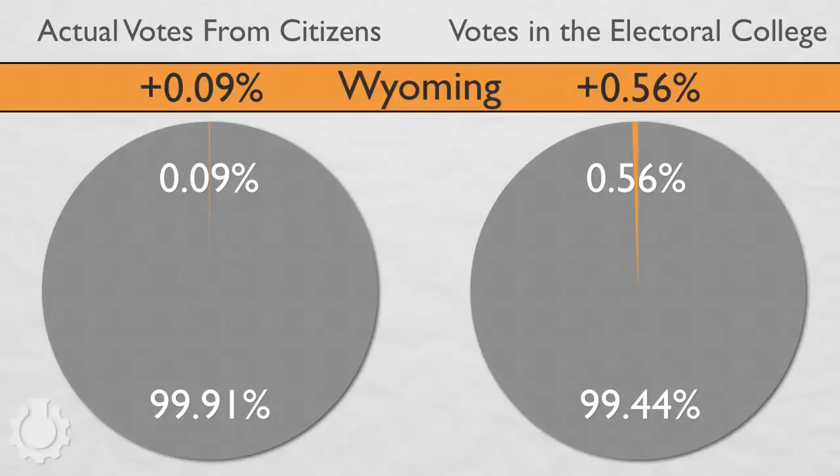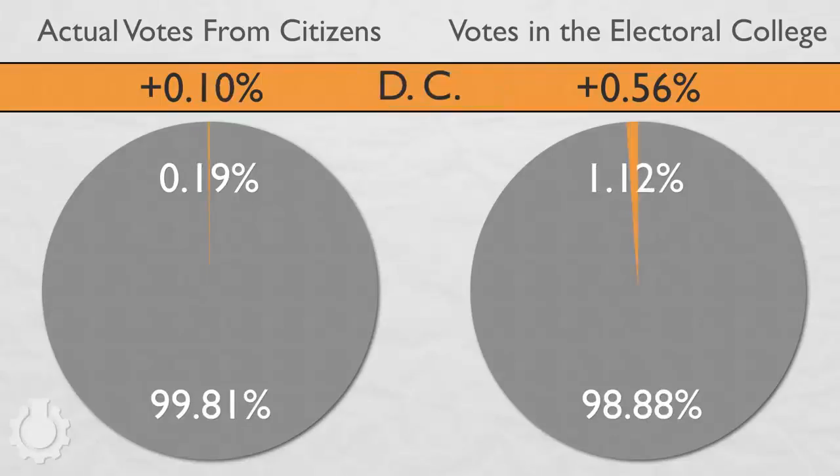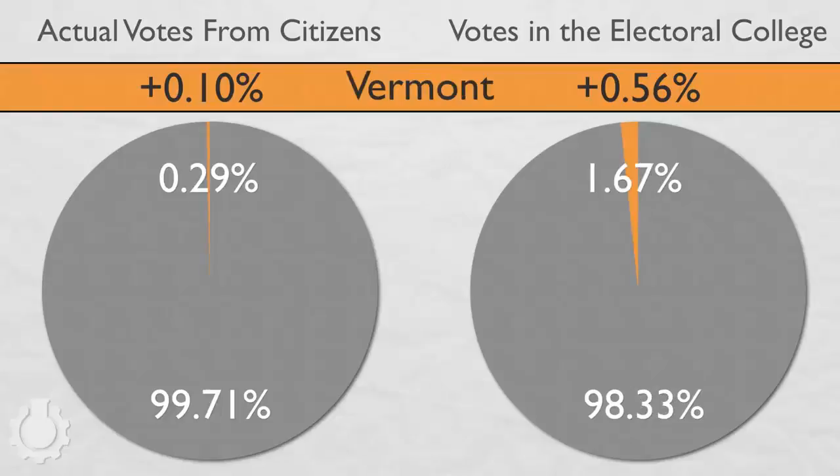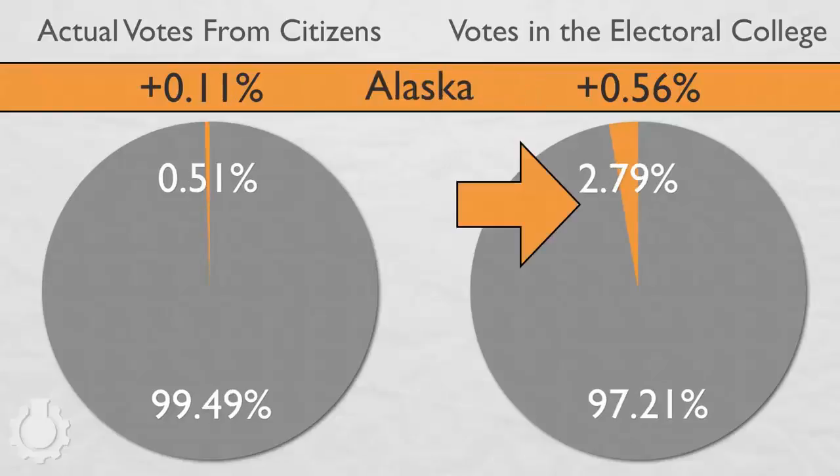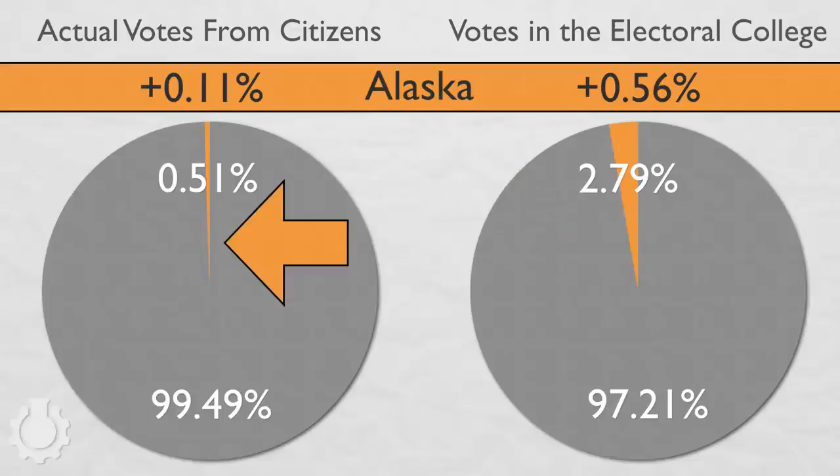one, or 0.09%. Next up is the District of Columbia, where winning 0.1% of the population gets you an additional 0.56% of the Electoral College. Then add in wins in Vermont and North Dakota and Alaska. Notice how the votes you're getting to win the presidency go up much faster than the percent of the population who voted for you because of the Electoral College's rules.